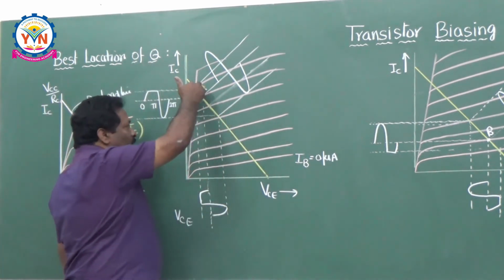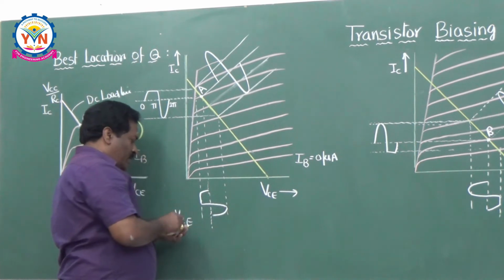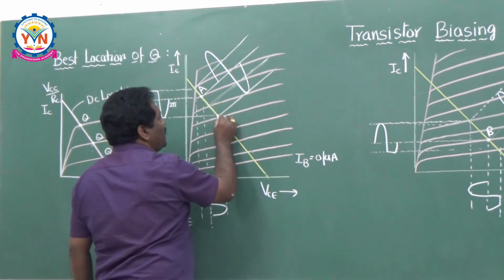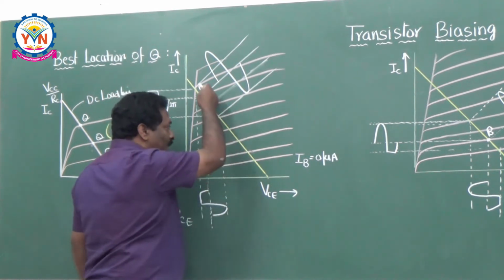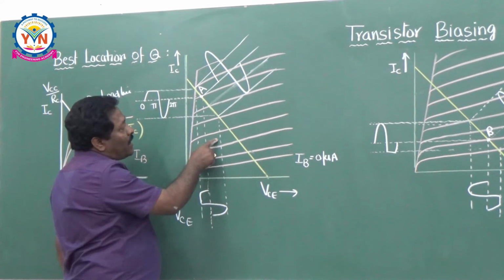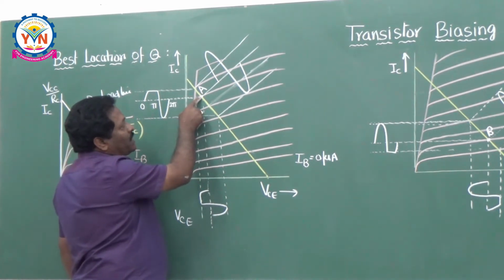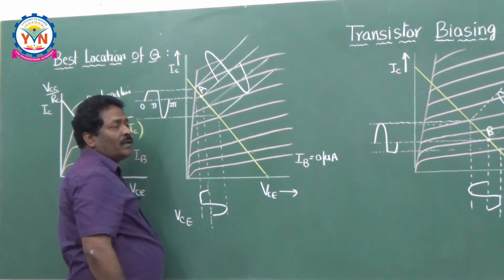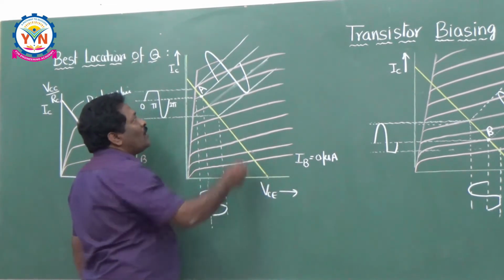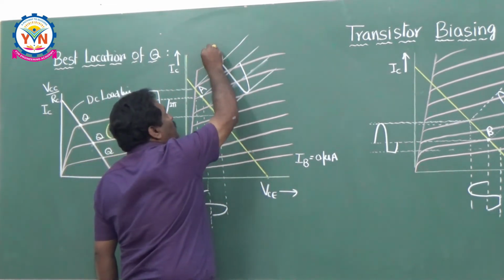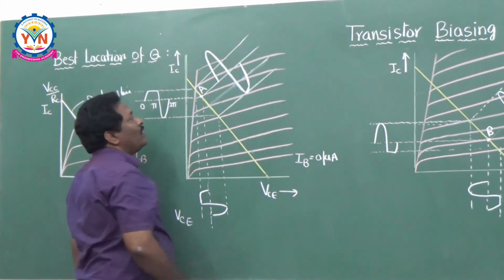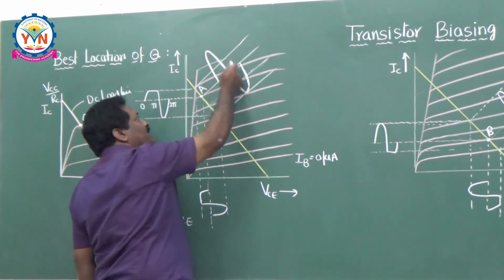There are so many operating points. Let it be A, and this is B, and C, D, E, like this. Suppose the transistor is operated at the point A, this is the operating point here. So what is the input for this? Input is nothing but the base current, having the excursions like this. This is the sine wave, and the base current variation is like this.